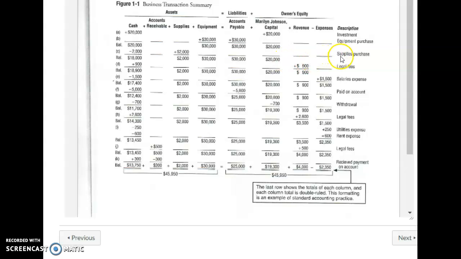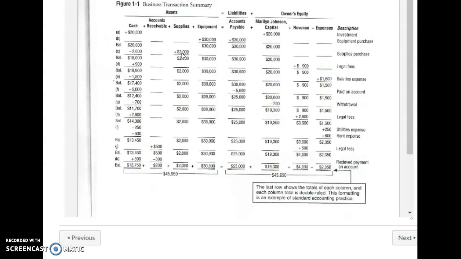Now notice the supplies purchase. It takes place on one side of the equal sign. It doesn't cross the equal sign because you spent an asset or you spent cash, so minus $2,000, and then you bought supplies. So you increase supplies for the same amount. The equation still stays in balance, and you have two entries for the transaction. You will always have at least two entries for every transaction because every transaction affects at least two accounts.